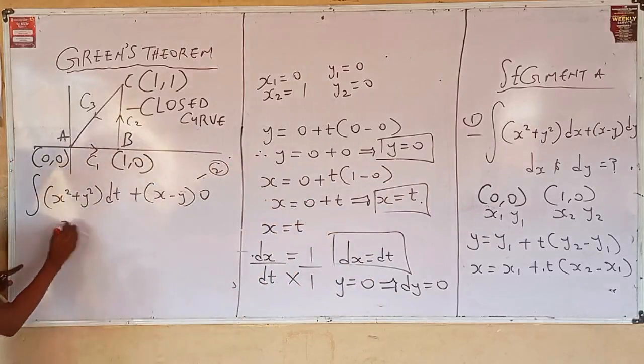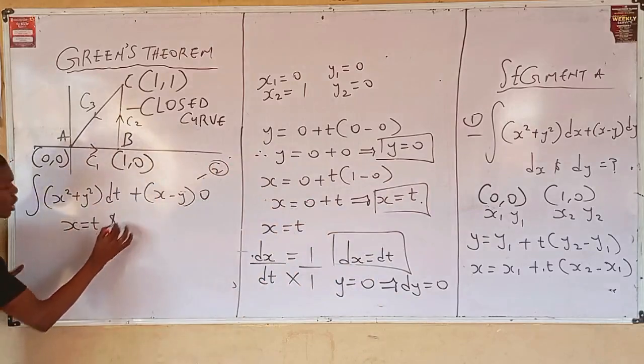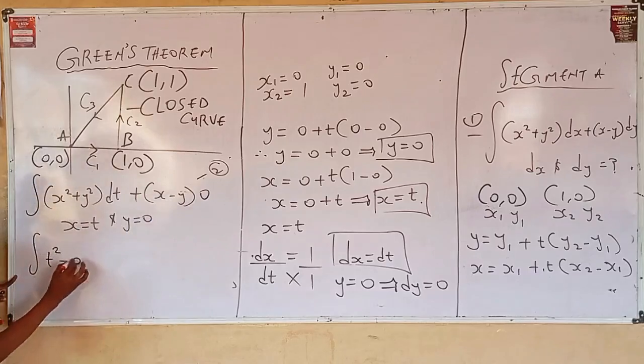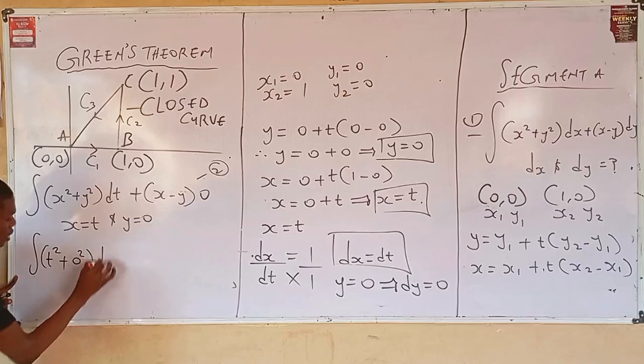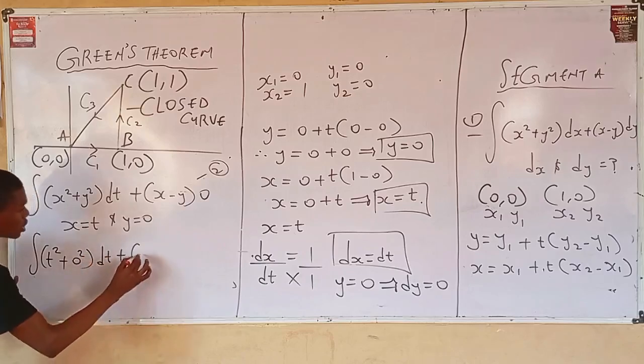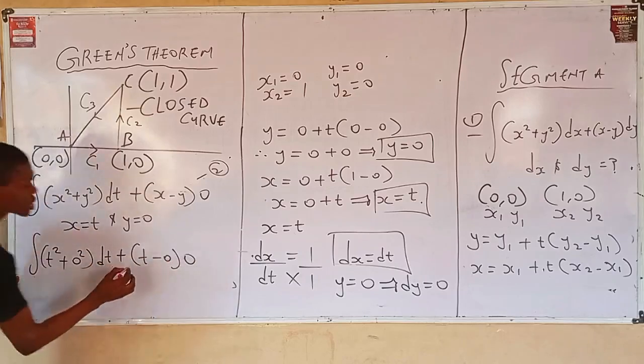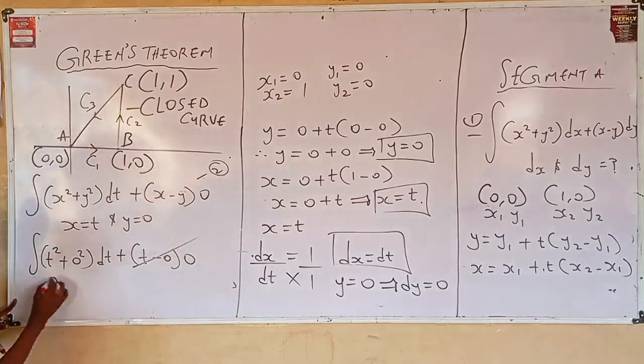I now know that x is equal to t and y equals 0. Now let's substitute. I have integral of t squared minus 0 squared, plus 0 squared dt, plus t minus 0, 0. This cancels out, right? I'm left with what?